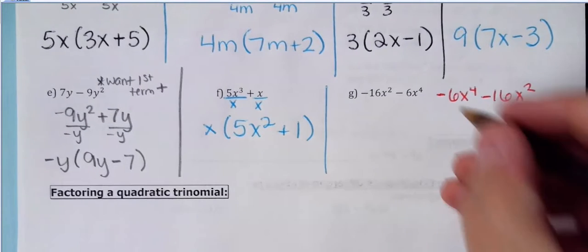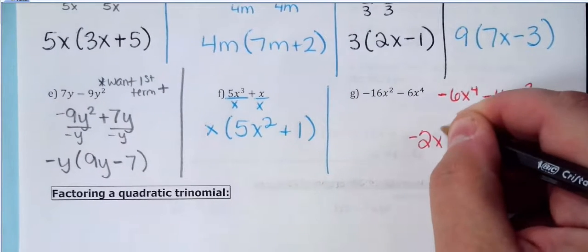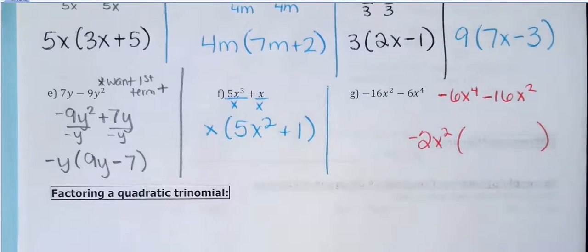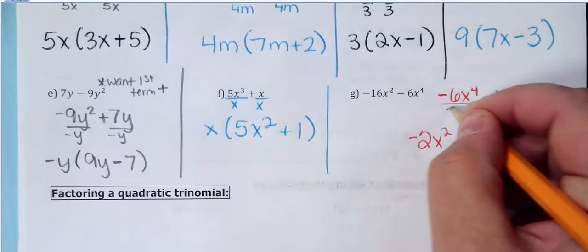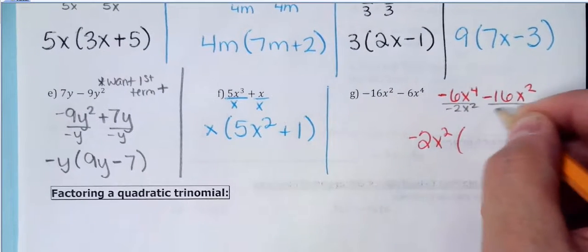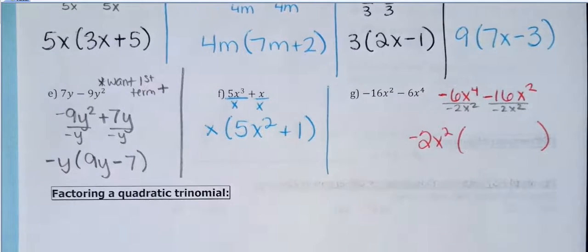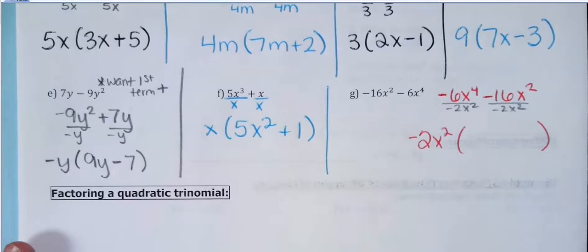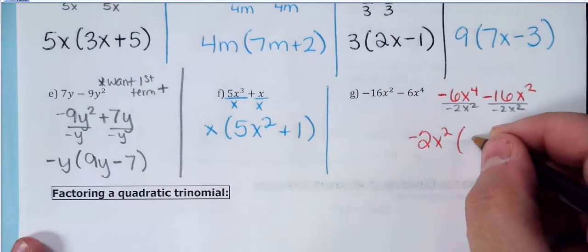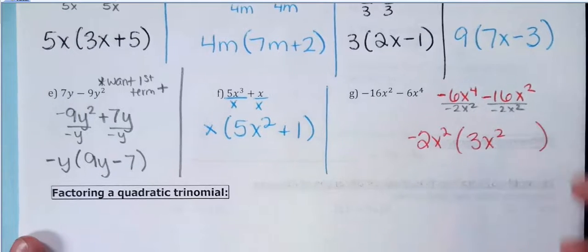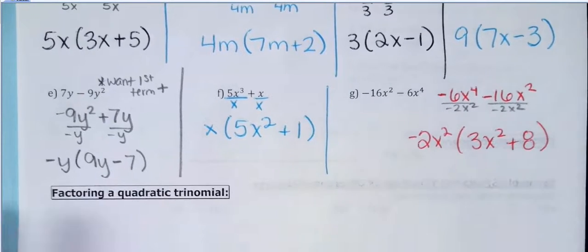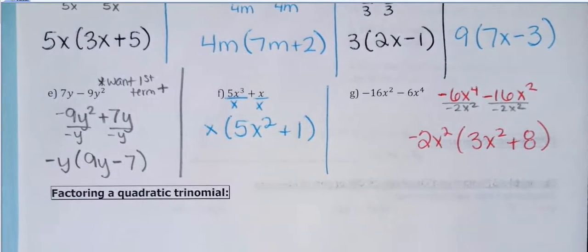Yes, okay. So we're going to pull negative 2x squared out in front. So just think about it, we're just dividing both of these terms by negative 2x squared, undoing a distributive property. What would you have left? 3x squared plus 8. Perfect. 3x squared, and then it would just be plus 8. Is anybody having a question?